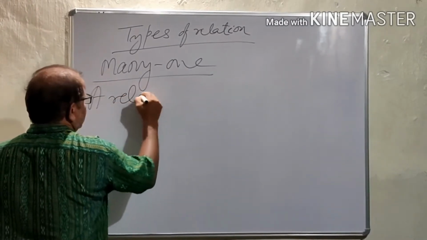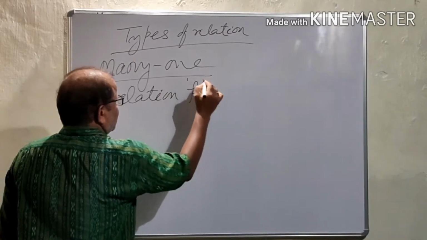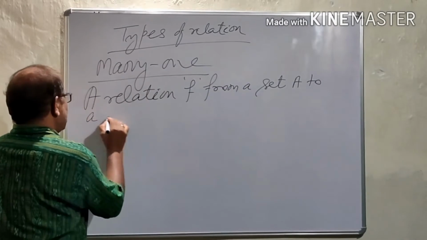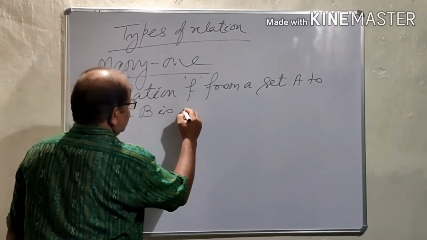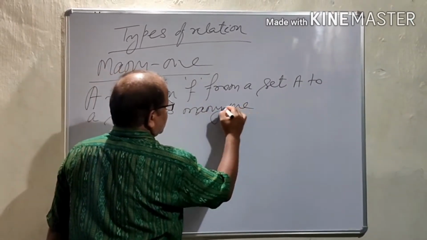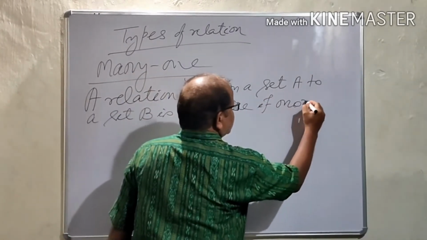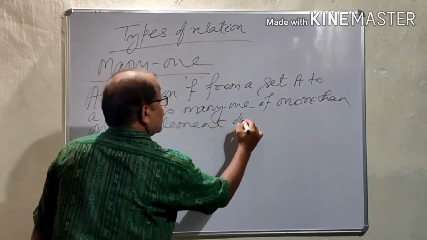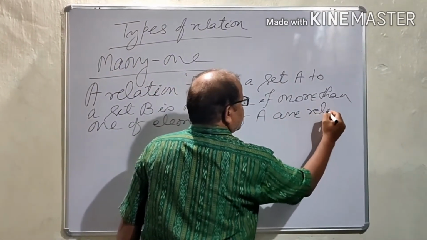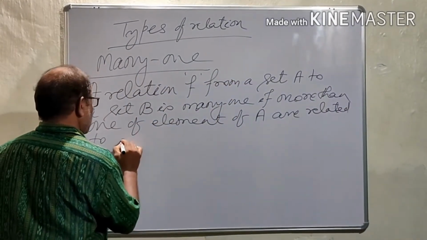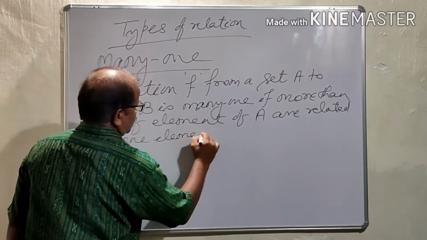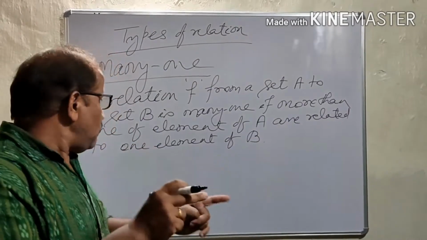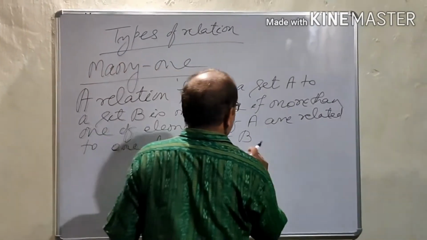A relation F from a set A to a set B is many-one if more than one element of A are related to one element of B. More than one element of A are related to a single element of B through F.